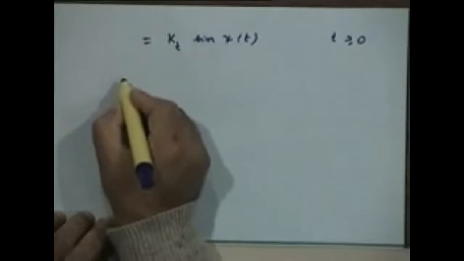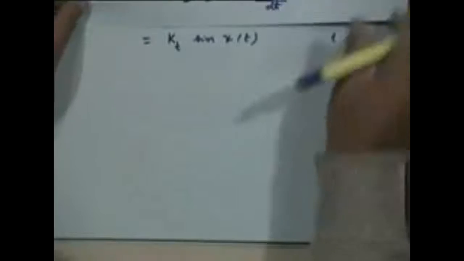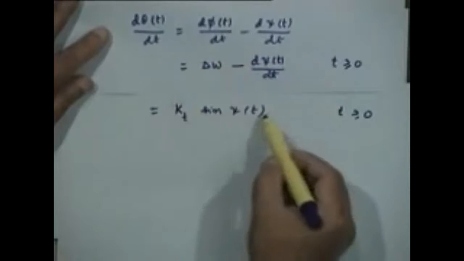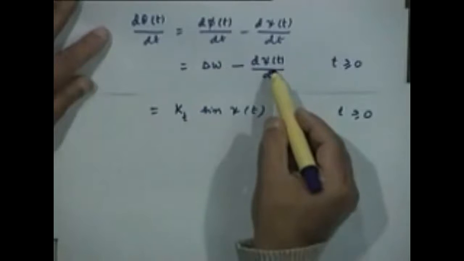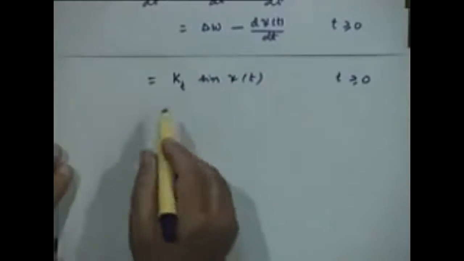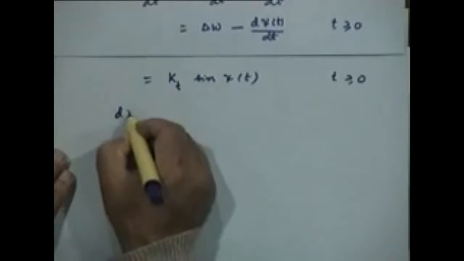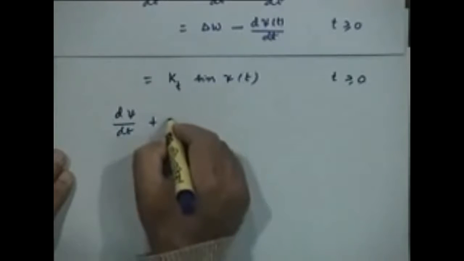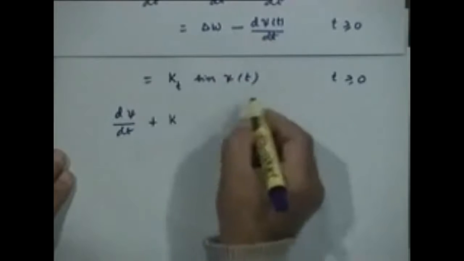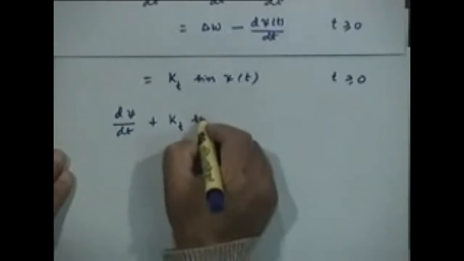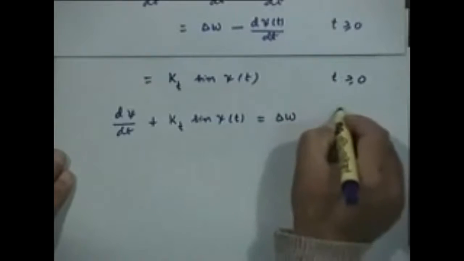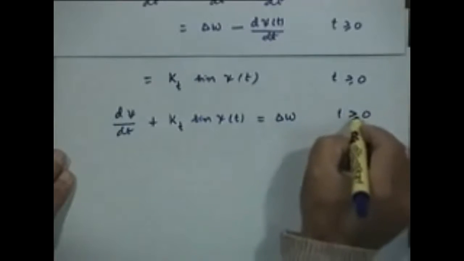right. Basically what I have derived is this equation. If you look at these two together, I have a differential equation for the phase error, which I can rewrite as d psi by dt plus k_t sine of psi of t, taking this to the right hand side, is equal to delta omega for t greater than 0.